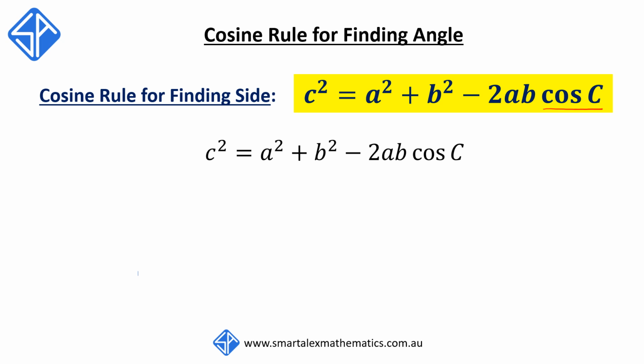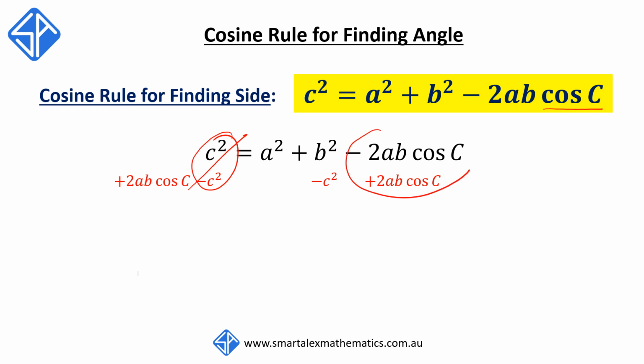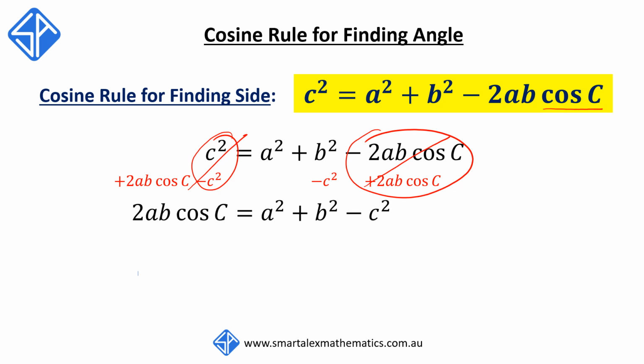We're then going to subtract c squared from both the left and the right hand side. This will get rid of the c squared term on the left. We're also going to add 2ab cos c to both the left and the right hand side. This is going to get rid of the negative 2ab cos c term on the right. And this will give us 2ab cos c is equal to a squared plus b squared minus c squared.